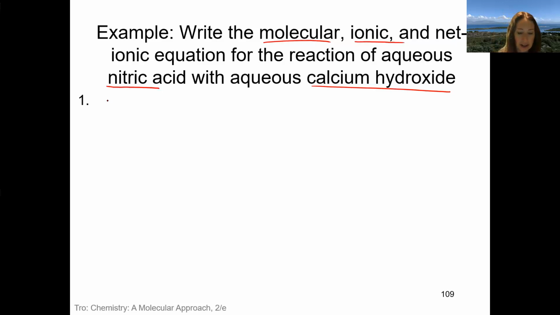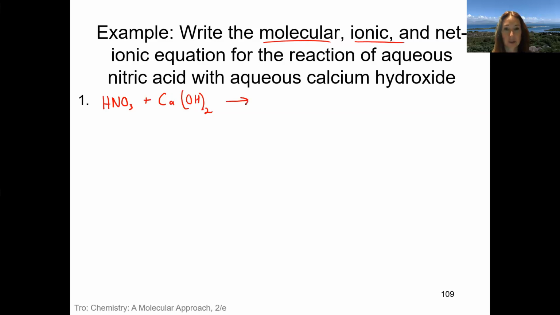Okay, so nitric acid, HNO3, which hopefully we're ready because that's what our quiz is on today, and calcium hydroxide, right? +2, hydroxide is -1, so we need 2 of them, which again, that's what our quiz is on today, so hopefully we're good with this. Now, treat this just like a regular double displacement reaction.